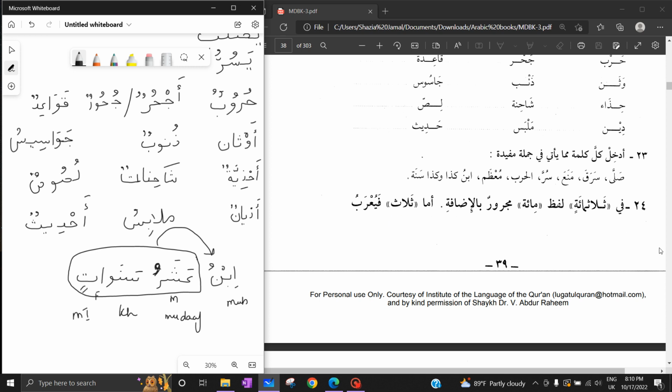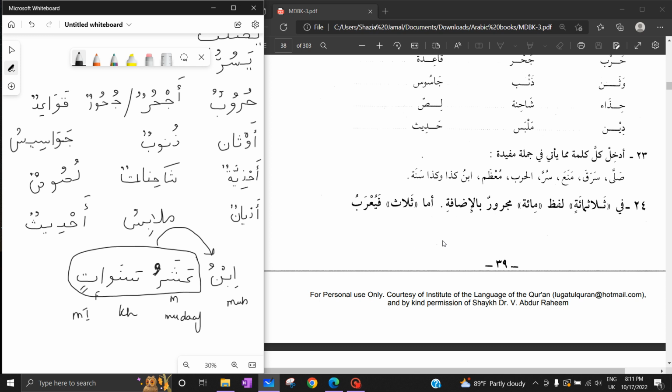Now question number 24, we have fi salasa mi'atin. Salasa mi'atin means 300. Lafz mi'a majrurun bil idafa. Majrurun bil idafa means mi'a is, these are number rules. The word mi'a 100 comes as mudaf ilahi in an idafa construction. So salasa will be mudaf and mi'a will be in mudaf ilahi position, just like the number rules of 3 to 10.